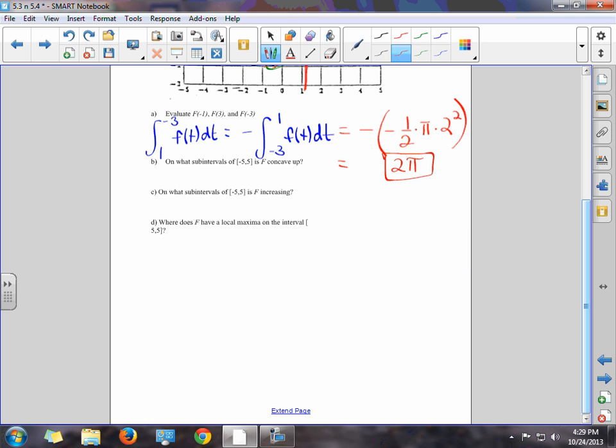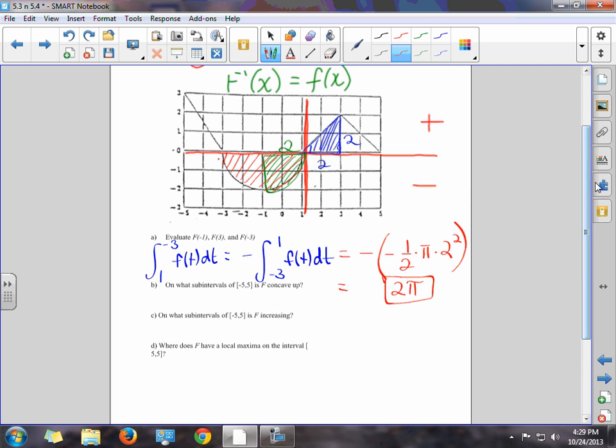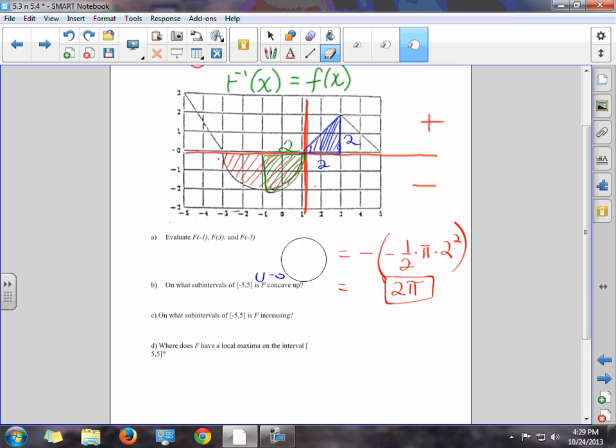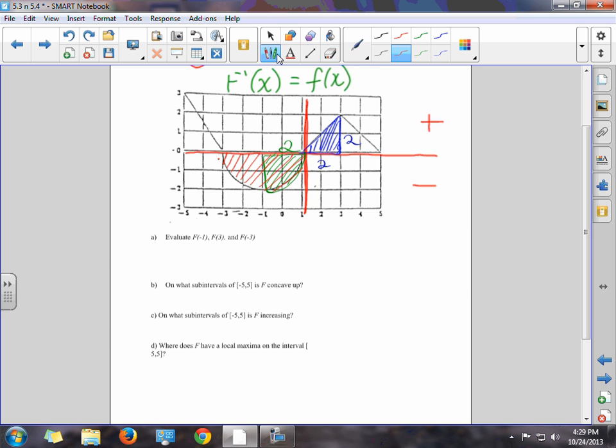So now let's talk about concavity, increasing, decreasing. They're asking me questions about capital F. So I have to remember this is the graph of little f. Little f is the derivative, sorry, F prime of x is equal to little f. So this is the graph of my derivative. This is what you want to continue to think in your head.